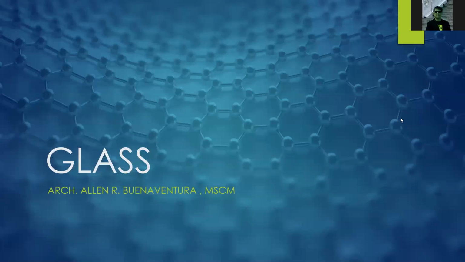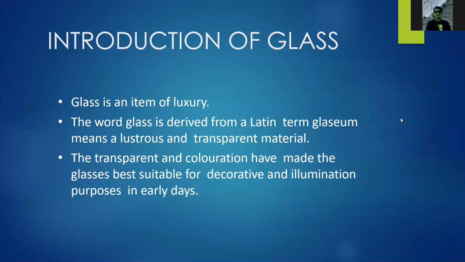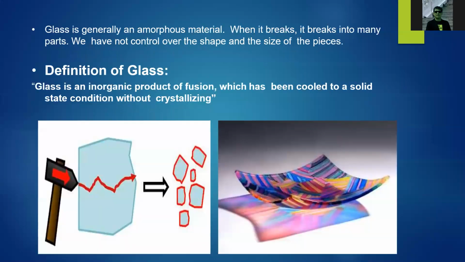Okay, our topic for today is glass. Glass is an item of luxury. The word glass is derived from the Latin term glacium, meaning a lustrous and transparent material. The transparency and colorization made glass suitable for decorative and illumination purposes in the early days.